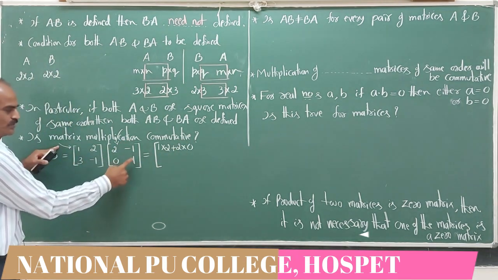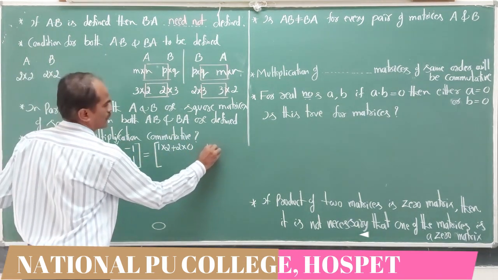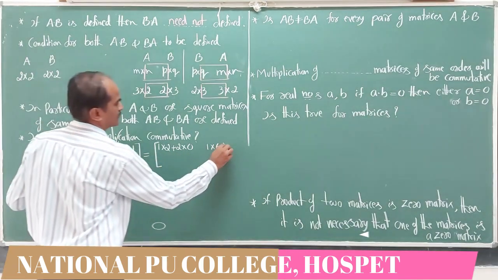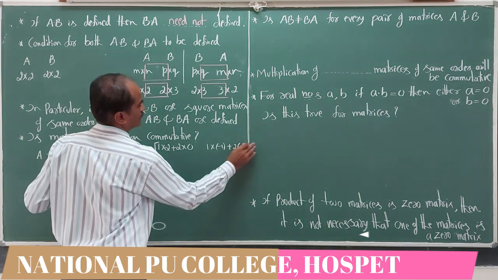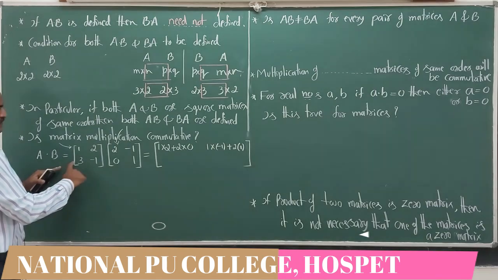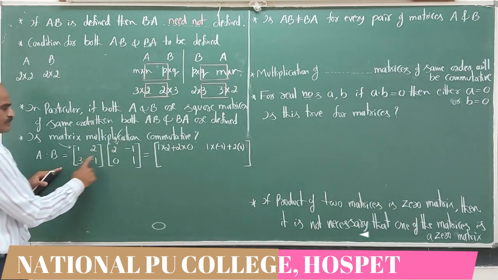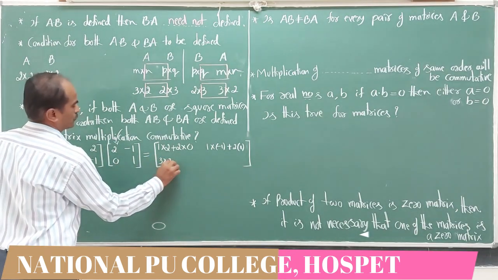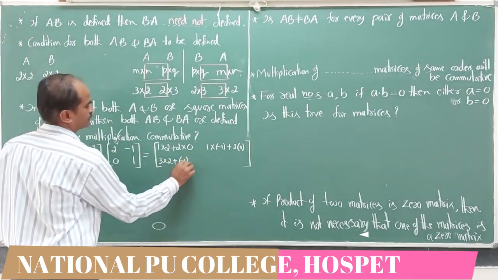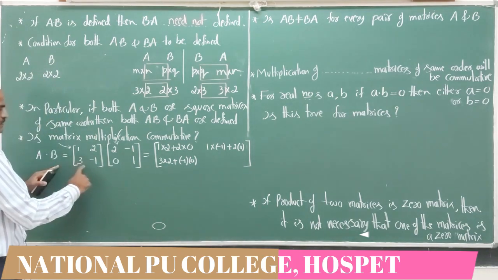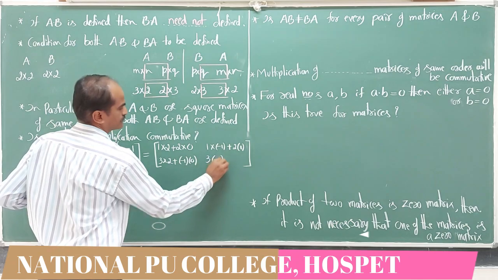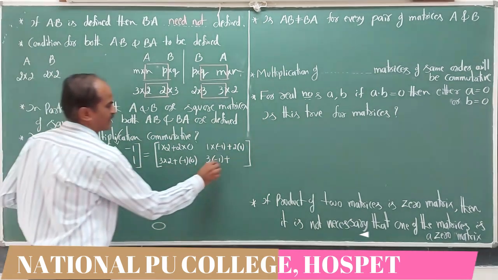Next, first row, second column. 1 into minus 1 plus 2 into 1. Second row, first column. 3 into 2 plus minus 1 into 0. Second row, second column. 3 into minus 1 plus minus 1 into 1.